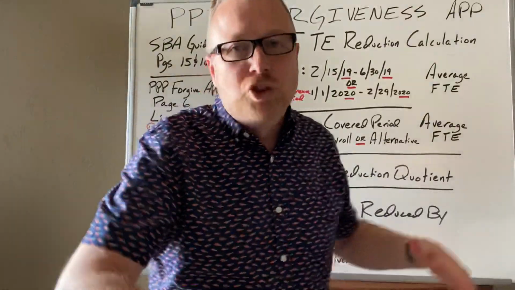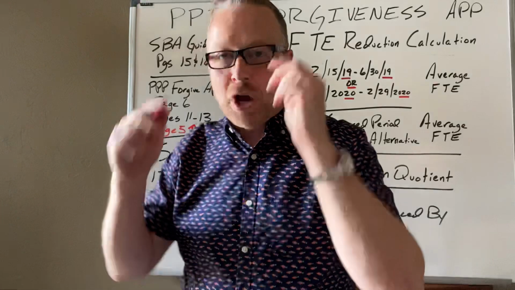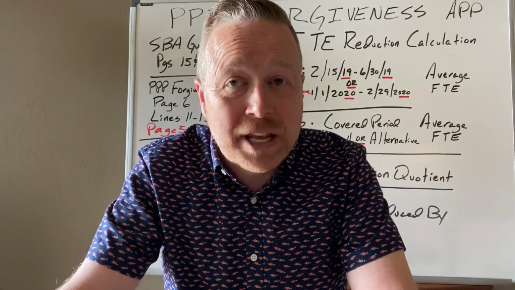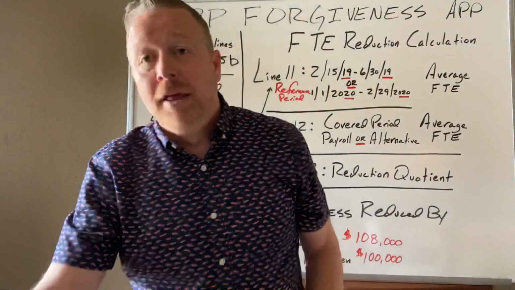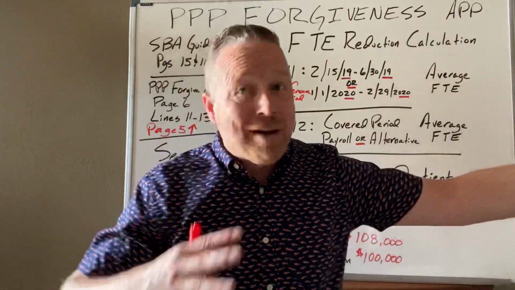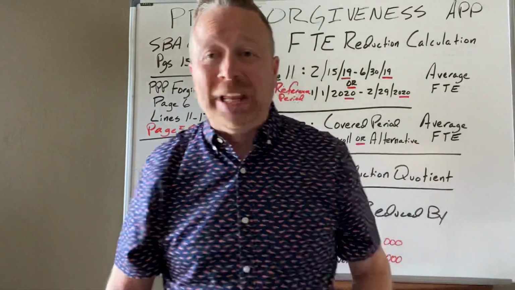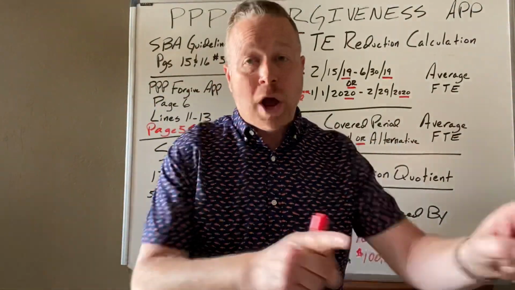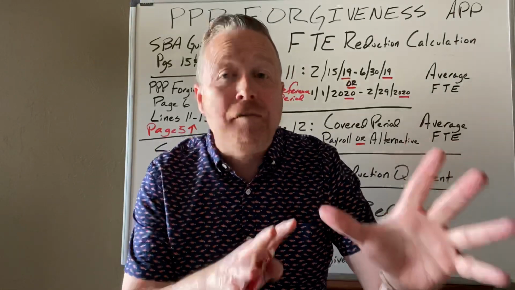This is dry calculations, but we have to know this because I'm going to show you how someone spent 100 grand and only 80,000 of it is going to be forgiven. You feel me? Okay. You got 108 grand. You spent 100. You did everything you could. You had a little blip in your FTEs, and only 80,000 of what you spent is going to be forgivable.